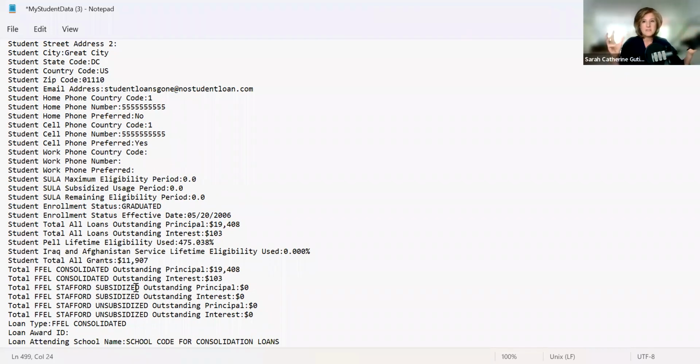This is the sum of everything you have and what kinds of loans they are. And the reason I don't look at statements by loan servicers is I find that the language they use on the loan itself can be so overwhelming and hard to parse out. This is going to have the exact language that we are looking for. So here we can see we have a FFEL consolidated outstanding principal of 19,408 and a FFEL consolidated outstanding interest of 103. No bueno. We do not want to be in a FFEL loan.